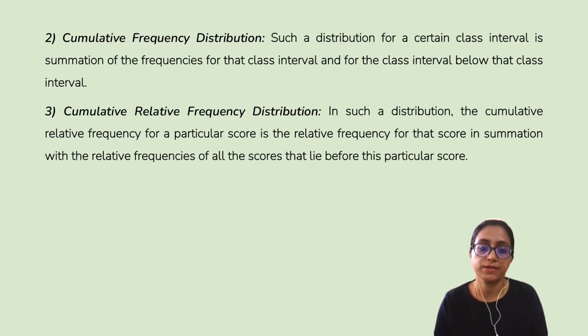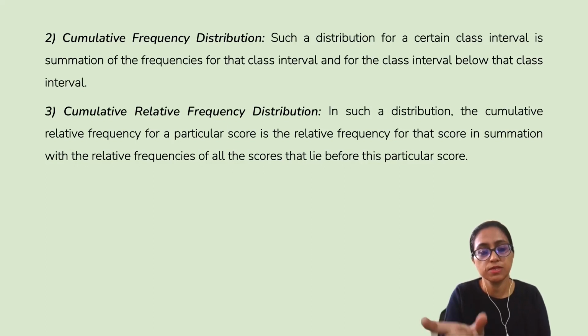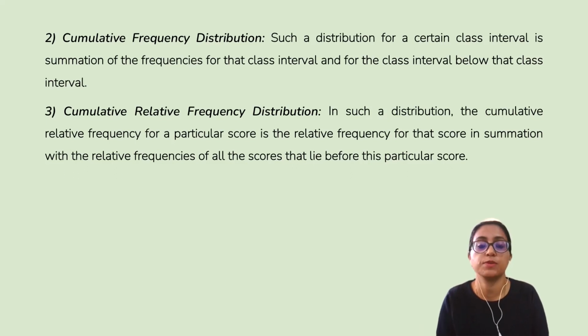Now, what is cumulative relative frequency distribution? In such a distribution, the cumulative relative frequency of a particular score is the relative frequency for that score in summation with the relative frequencies of all the scores. So here cumulative is sum. Cumulative relative frequency distribution means the sum of the relative frequencies which are lying below or before that particular score. Again, we will see in examples how we calculate such distributions like cumulative frequency distribution, relative frequency distribution, or cumulative relative frequency distribution.